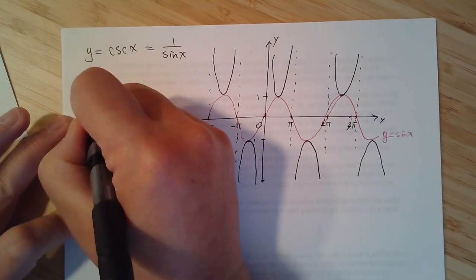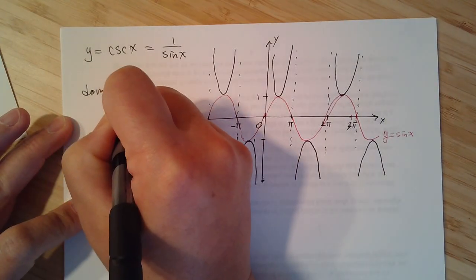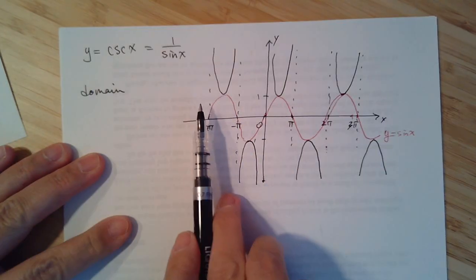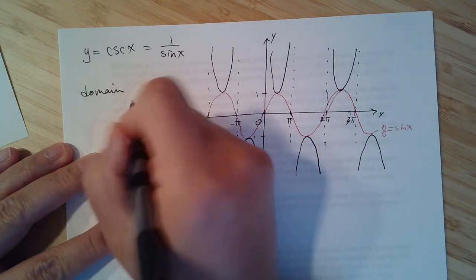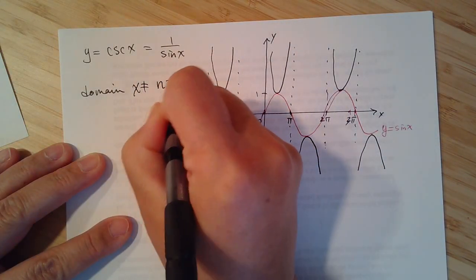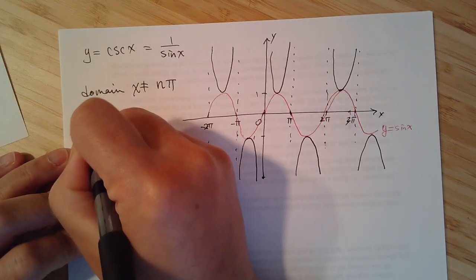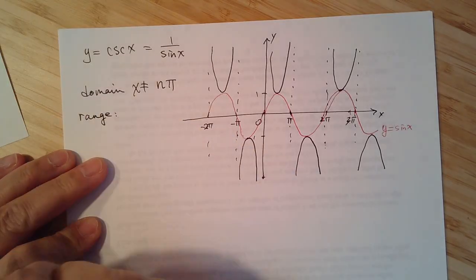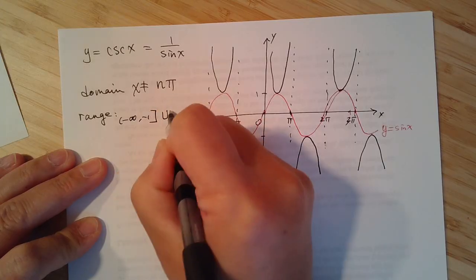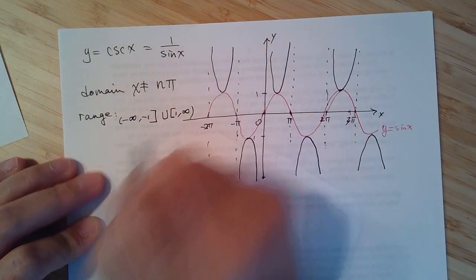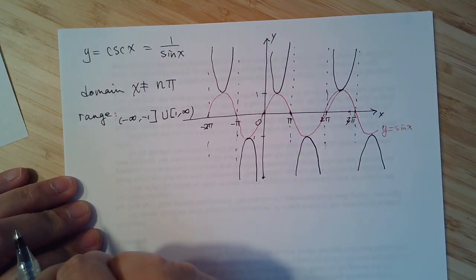Now, what is the domain? x can be anything except here, here, here, here, here. So x cannot be a multiple of pi. Range, it's the same, right? From -infinity to -1, union, +1 to +infinity.